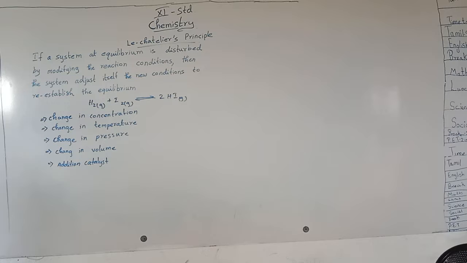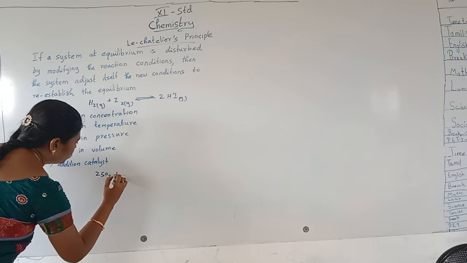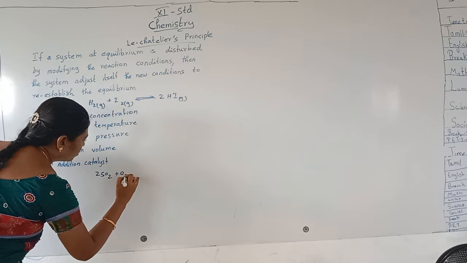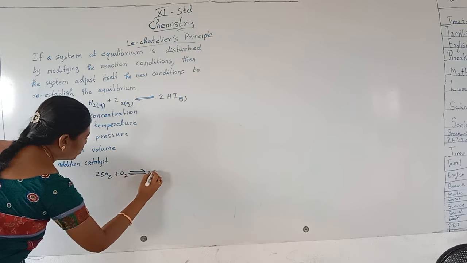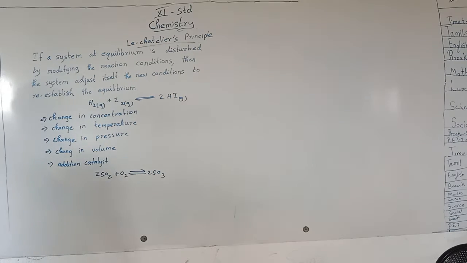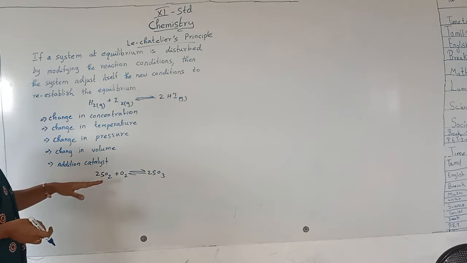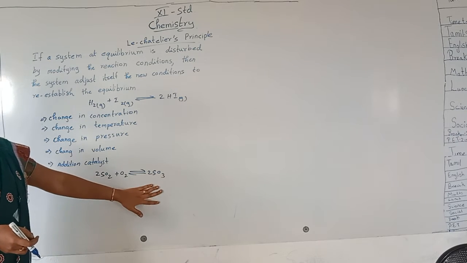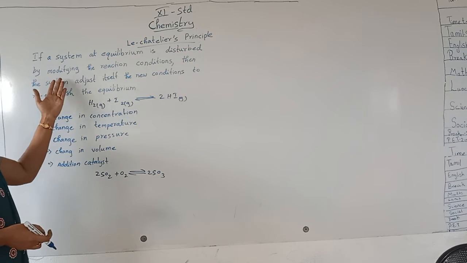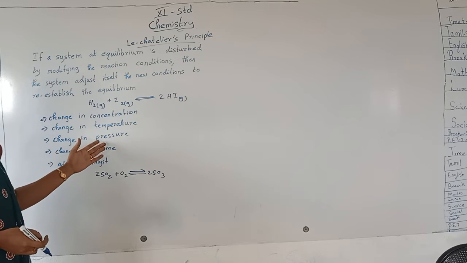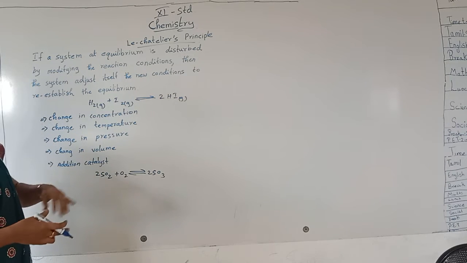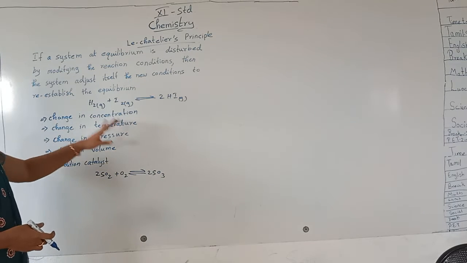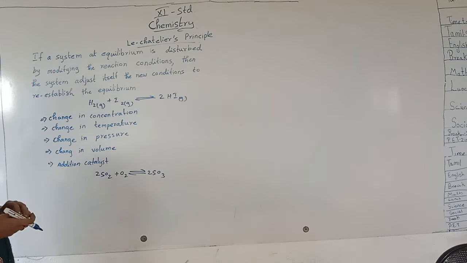So you see another example: 2SO2 plus O2 forming 2SO3. This is another equilibrium reaction. When this equilibrium reaction is disturbed in these conditions, the system adjusts itself to re-establish the equilibrium reaction.